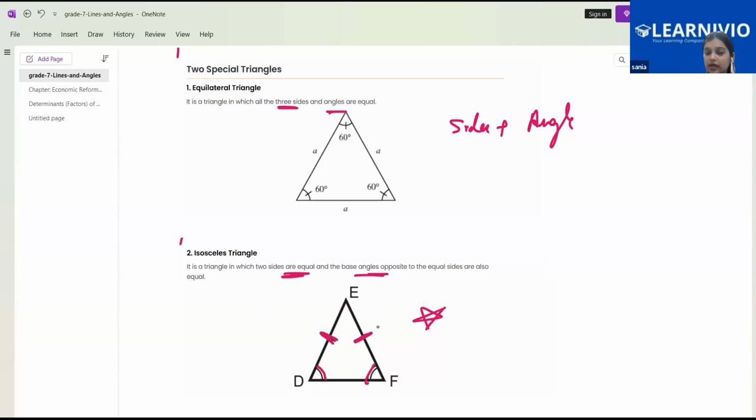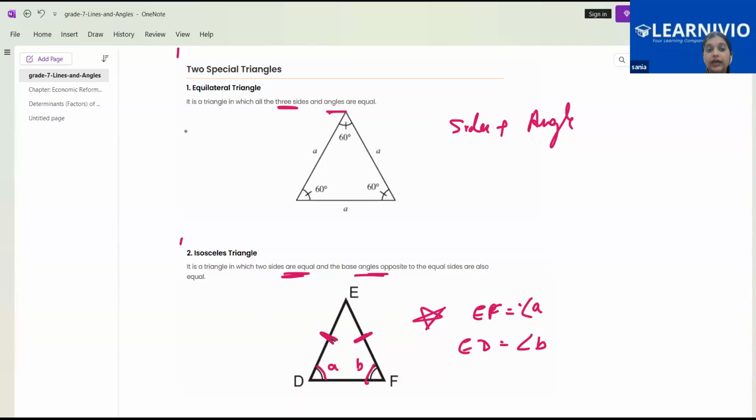Like for example, this is angle A and this is angle B. So EF is opposite angle A, right? And ED is opposite angle B. So that means if these two sides are equal, these two angles would be equal also. This is a property. Remember this.